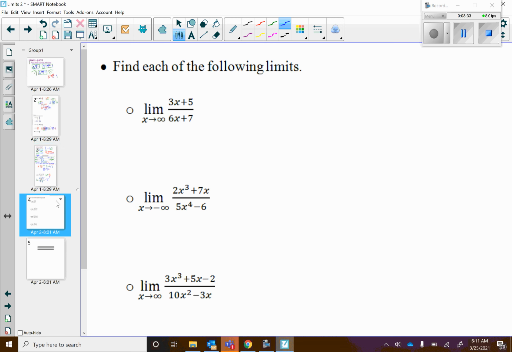If you want to pause the video right now and try these 3 problems, that would be great. Otherwise, I will do them briefly. Limit as x approaches infinity of 3x plus 5 over 6x plus 7. Degree of the numerator and degree of the denominator are the same. That means we use our leading coefficients, 3 over 6, or really 1/2. For this next one, degree of our numerator is less than the degree of our denominator. That means our limit will be 0.